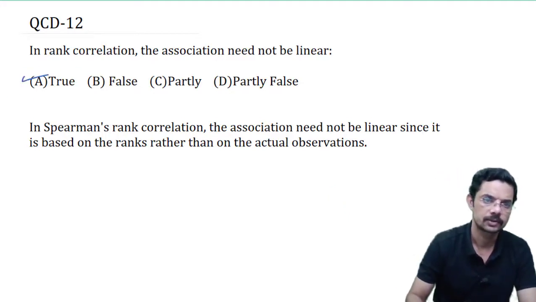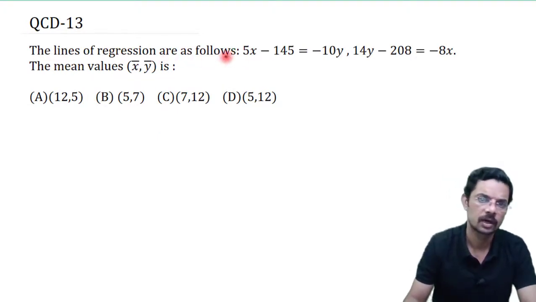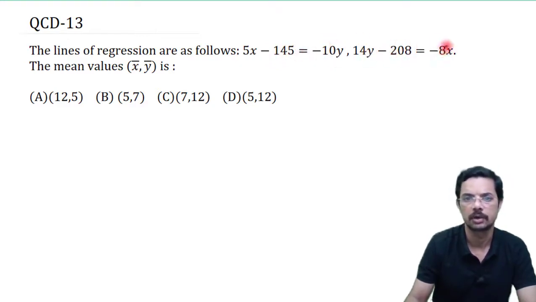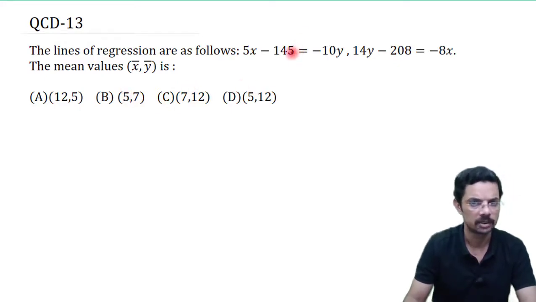Since it is based on the ranks and not on actual observations, the statement is true. Next question, question number 13. Here the lines of regression are as follows: 5x minus 145 equal to this, and 14y minus 208 equal to minus 8x. What are the means? The solution of these two equations will be the means. Whichever values satisfy these equations will be the means, or we can solve these two equations.